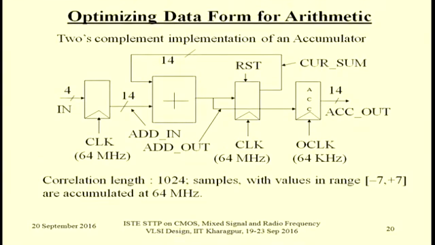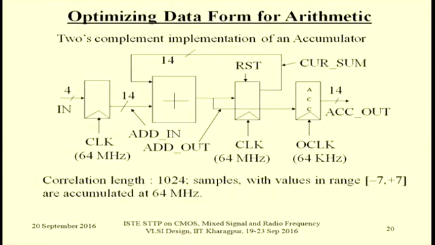So input register, adder, then there is the final output register. Actually this should be called the accumulator, because this is accumulating the sums. Now if the sampling speed is 64 megahertz, we can afford to have the output at 64 kilohertz. Okay, because this will be switched only 1 by 1,000 of the speed at which the inputs are coming. But this register should be clocked at the same speed as this input register.